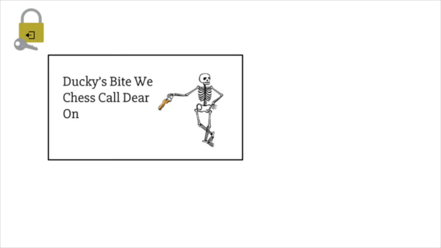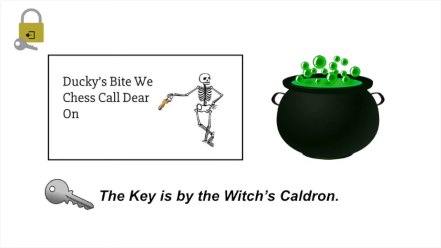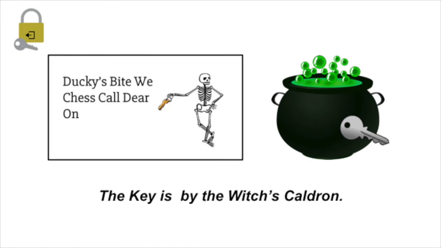The Mad Gab is the clue for the key lock. When students read it out loud several times, they should hear themselves saying the phrase, "The key is by the witch's cauldron." Place the key under or near a real cauldron or an image of a cauldron.